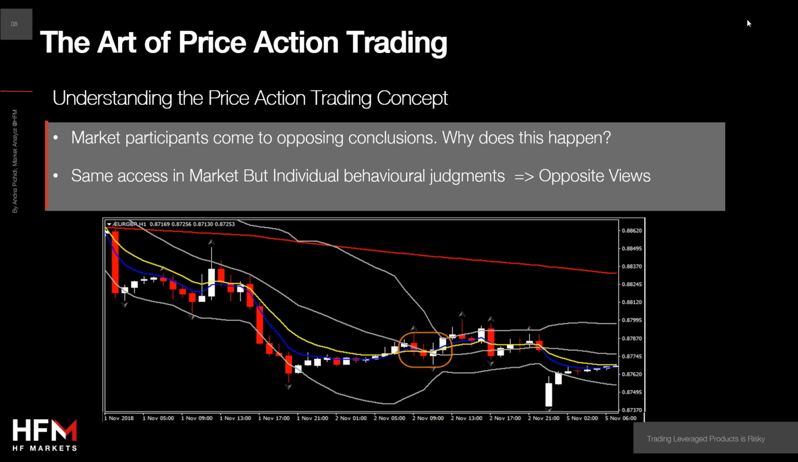Simply because each trader has his own individual behavioral judgment, which leads to trading with opposite views. Remember, trading is subjective. Even though we have access to the same information, we have taken two different decisions. And I have an example over here.